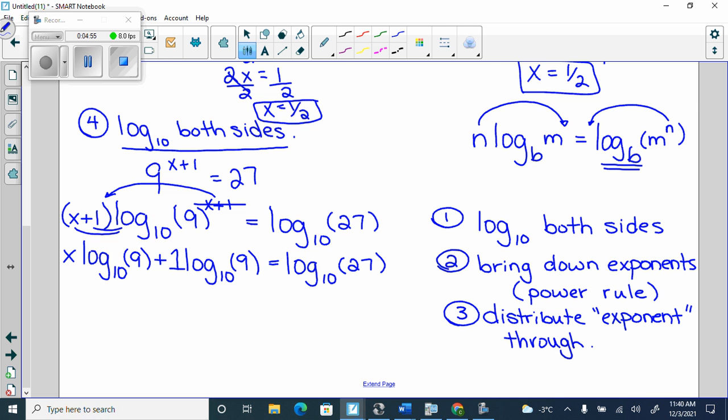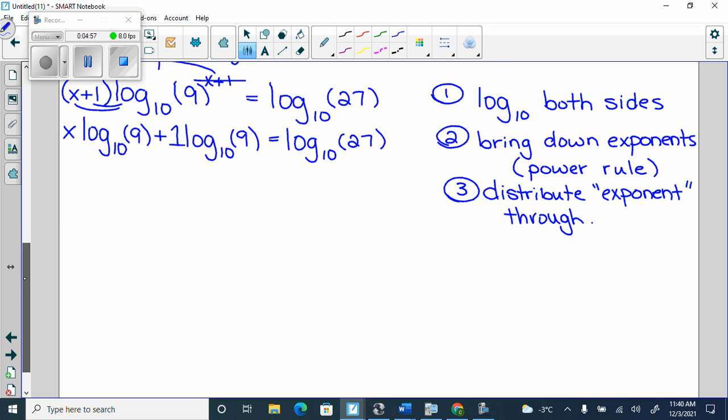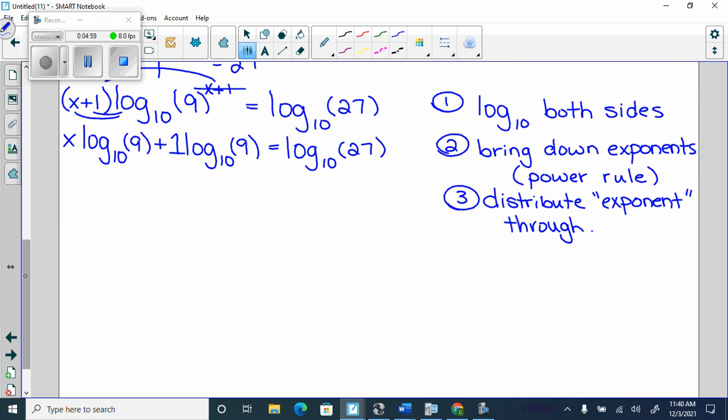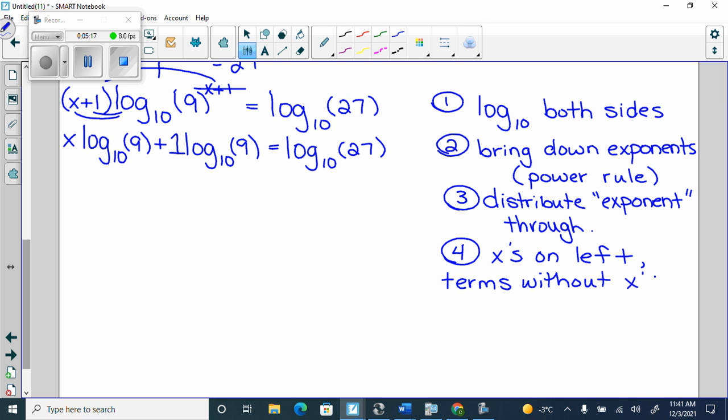So step 1 is log base 10 both sides. Step 2, bring down the exponent. Step 3, distribute the exponent through. Step 4, x's on left, terms without x's on right.